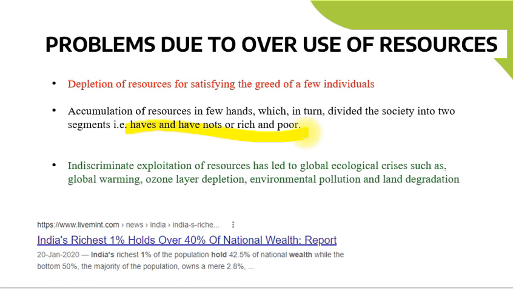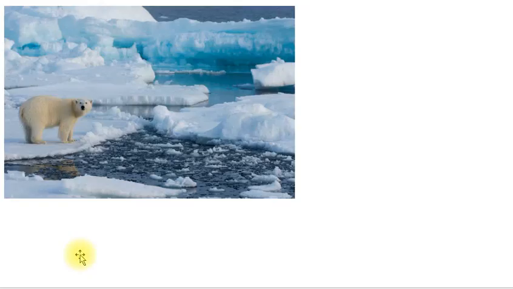Another thing is that indiscriminate exploitation of resources has led to global ecological crisis as well, like global warming, we know, ozone layer depletion, that we also know. And you know what? India's richest 1% hold over 40% of nation wealth. So the first 2 points, these are related to this. Okay, and this image very popular as we know. बेचारा जा नहीं पा रहा है polar bear.